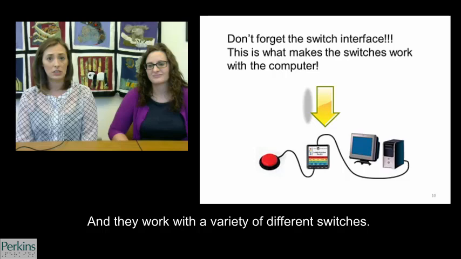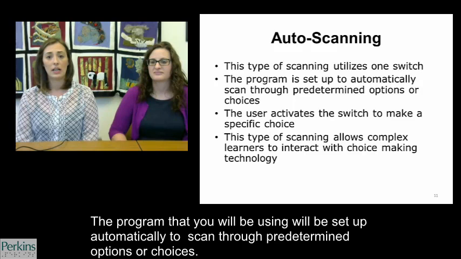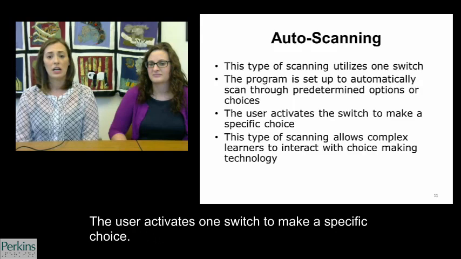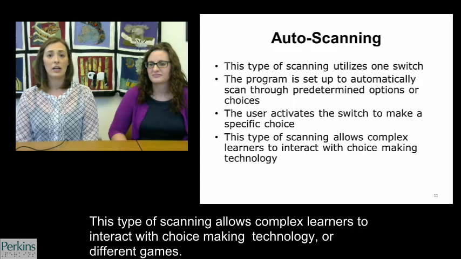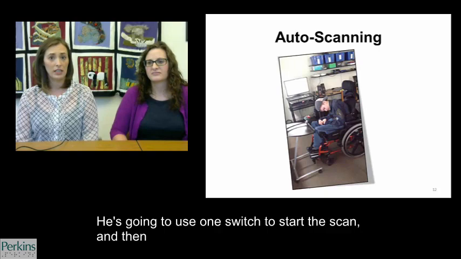Now, let's review auto scanning. Auto scanning is a type of scanning that utilizes one switch. The program that you will be using will be set up automatically to scan through predetermined options or choices. The user activates one switch to make a specific choice, and this type of scanning allows for more complex learners to interact with choice-making technology or different games. In this video, you'll see a student using BoardMaker, and we've created a Simon Says type game. He's going to use one switch to start the scan, and then he'll use that same switch to make a selection for the teacher to do.